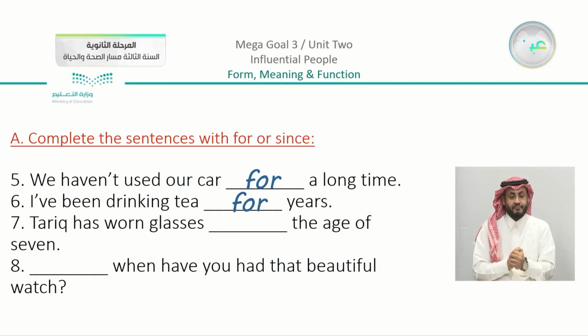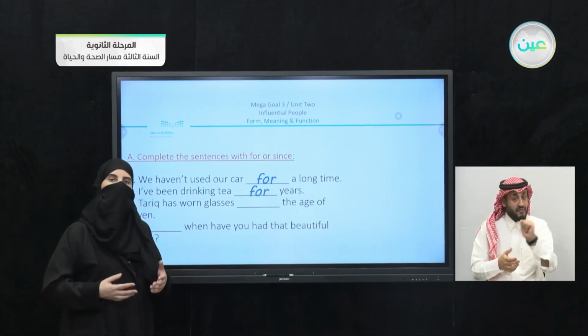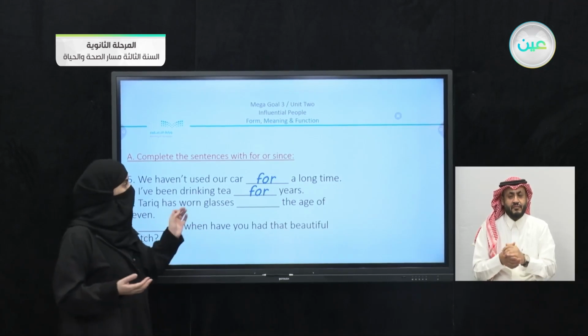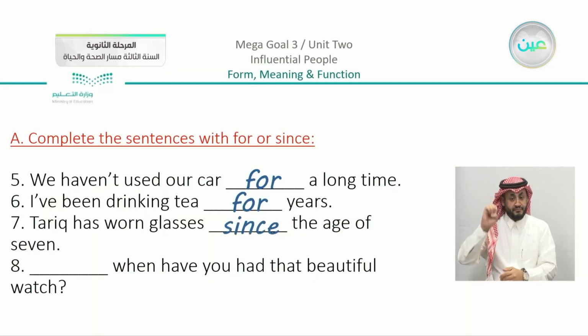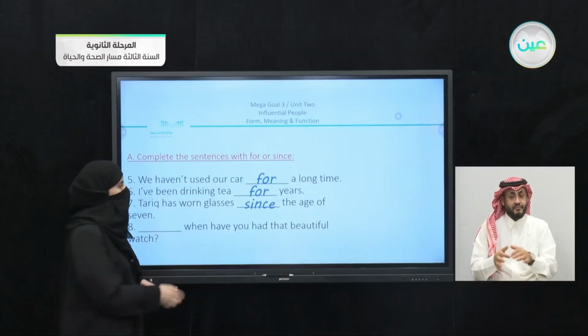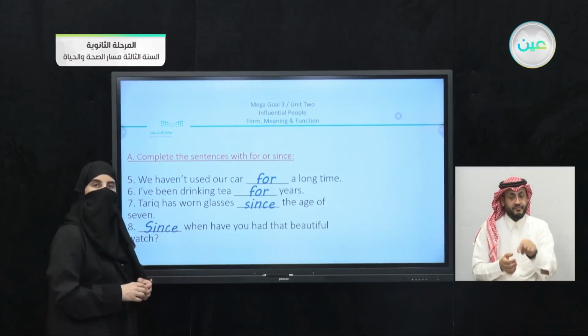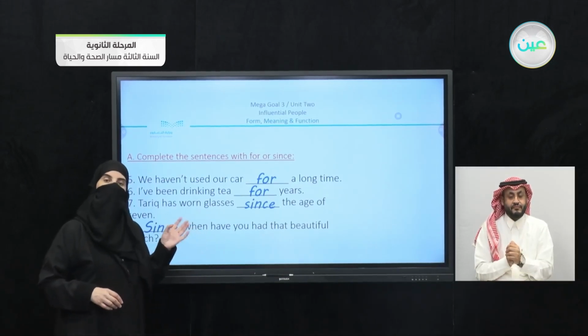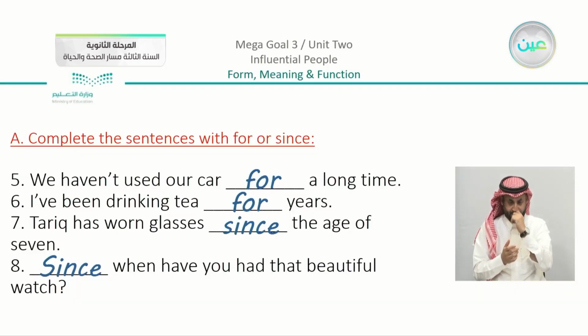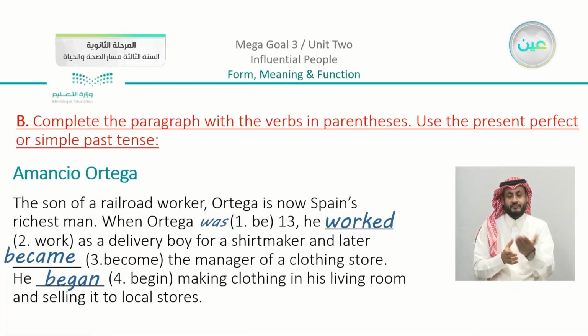Tariq has worn glasses blank the age of 7. Here you can see that there is nothing counted, but we are mentioning a period of his age or his time. So when did he start wearing glasses? Since the age of 7. Number 8: blank have you had that beautiful watch? So also I'm asking here about a period. There's nothing counted. So here I'm going to use since when. Just to put in mind that it can also come at the very beginning of the sentence, beginning a question.